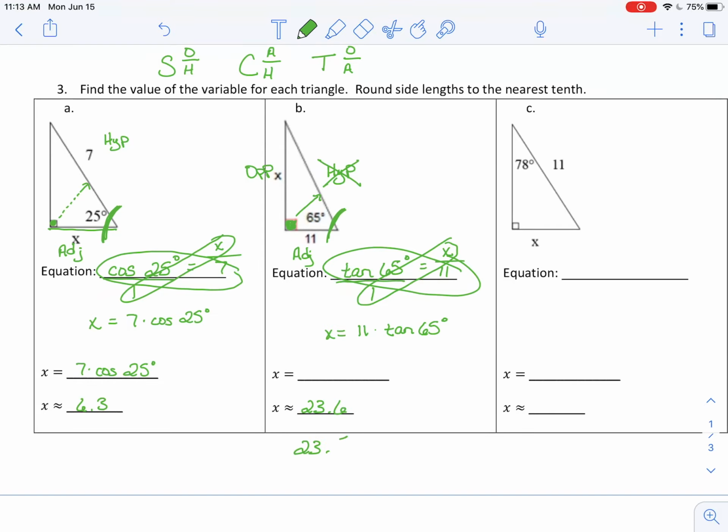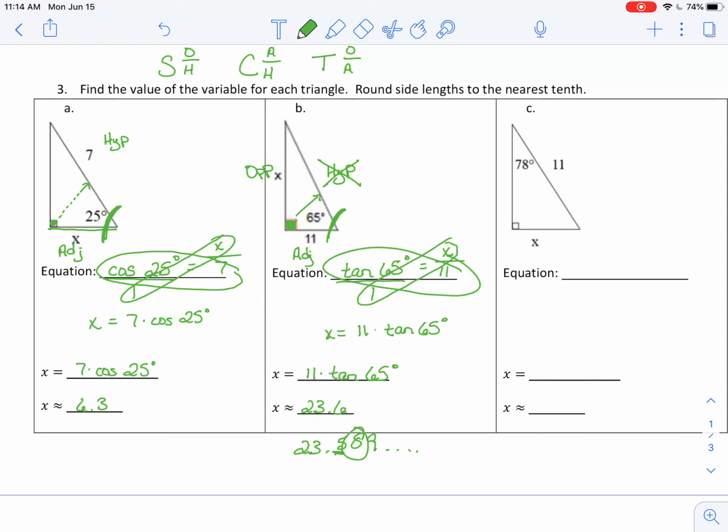Now I want to point out my calculator did say 23.589, and so on. I'm rounding to the nearest 10th. That 8 makes that 5 round up. So what I put in for x into my calculator was 11 times the tangent of 65. This is the approximate answer that came out.